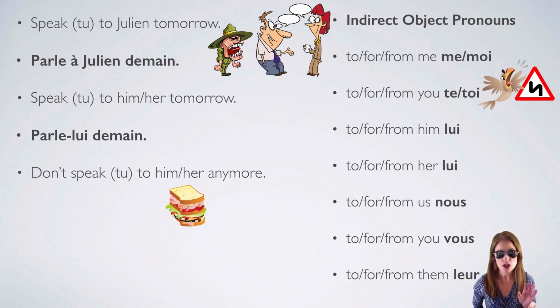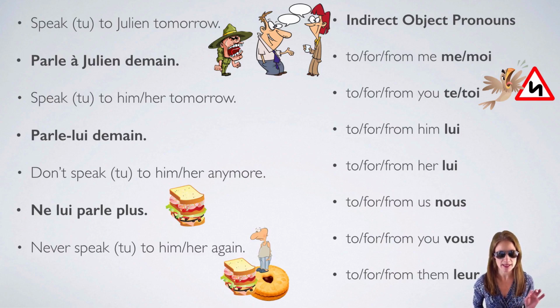Using to. Don't speak to him or don't speak to her anymore. Negative command, the indirect object pronoun comes before the verb. Ne lui parle plus. Never speak to him or never speak to her again, addressing to, the PJ situation. Ne lui parle plus jamais.